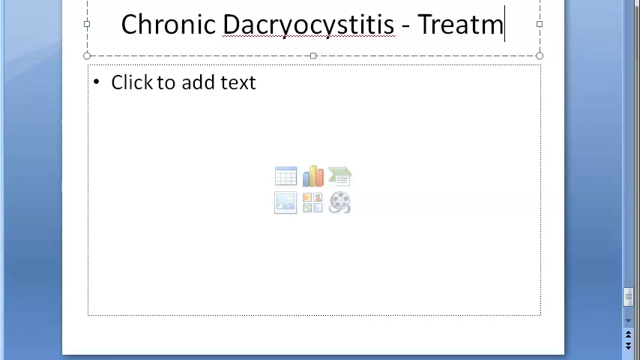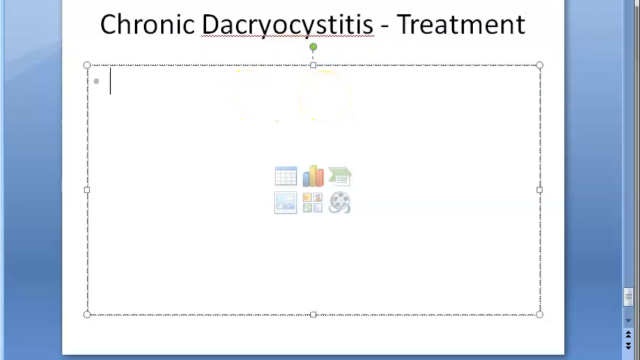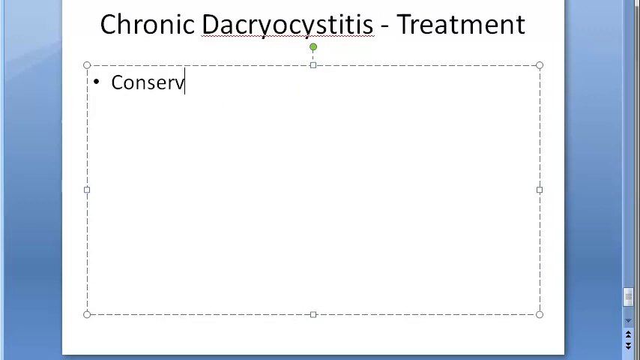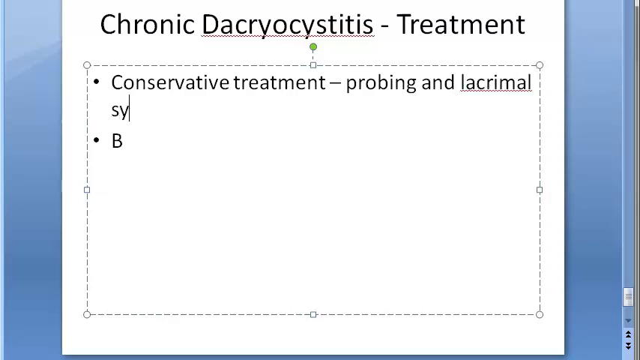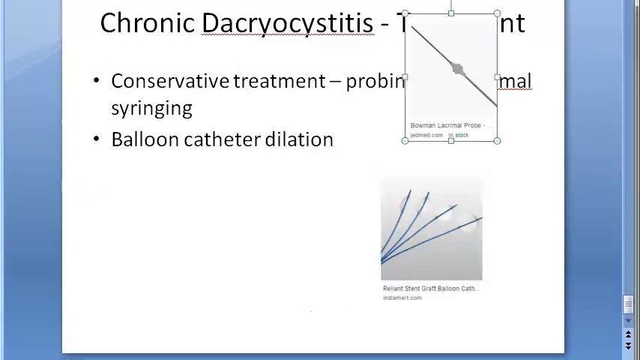Let us look at the treatment. Conservative treatment is basically probing and lacrimal syringing. If this doesn't work, you always have the balloon catheter dilation.